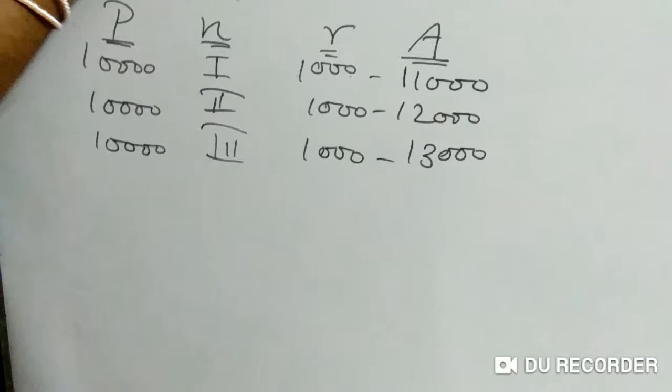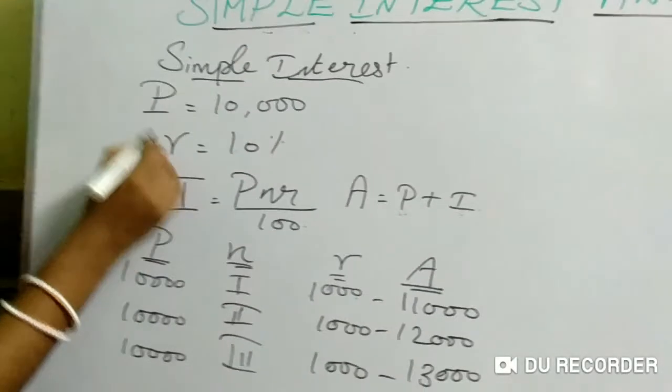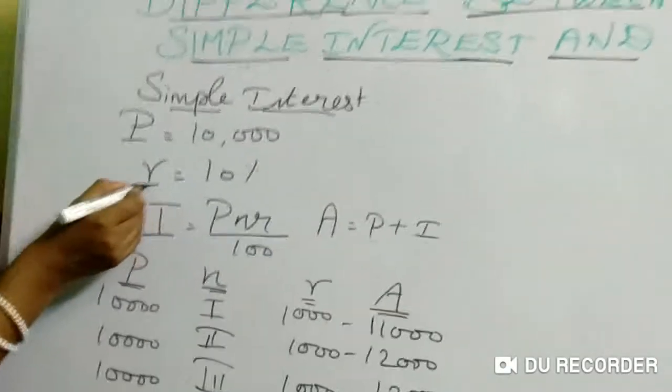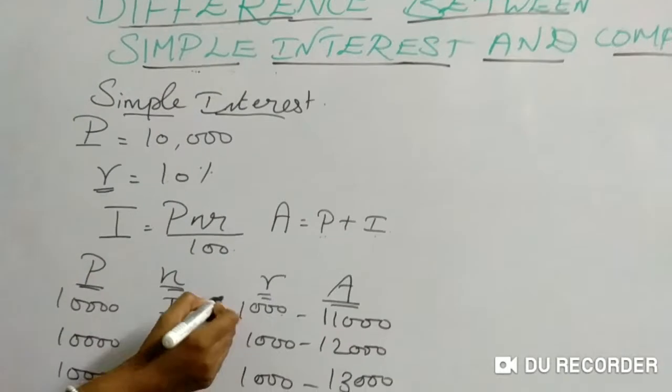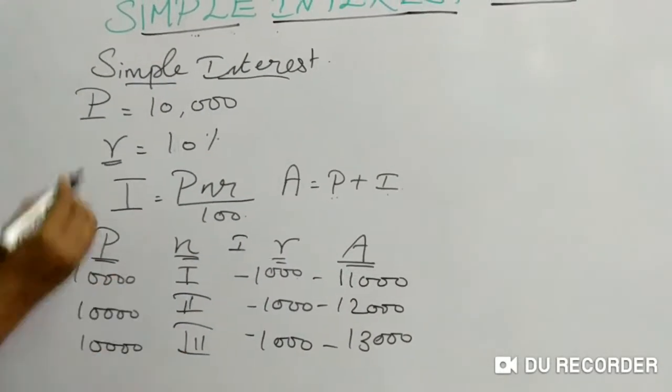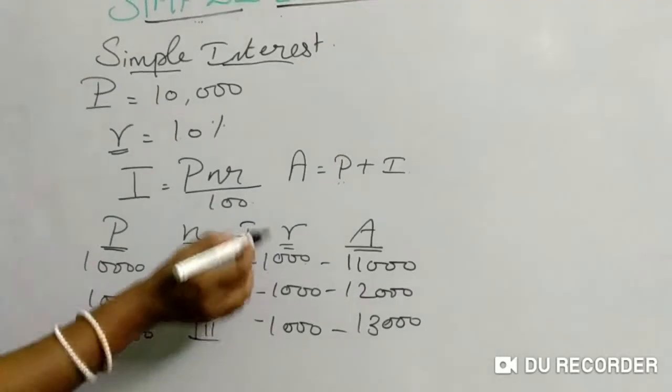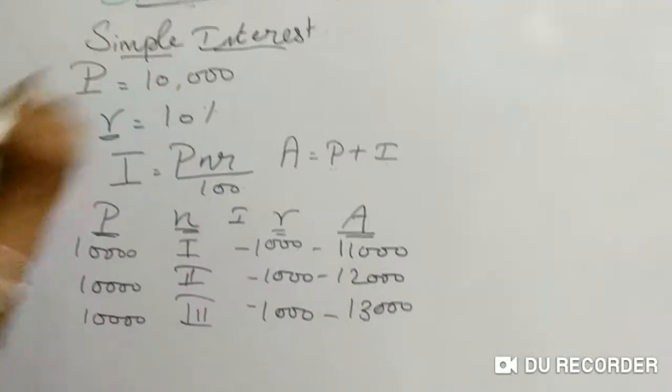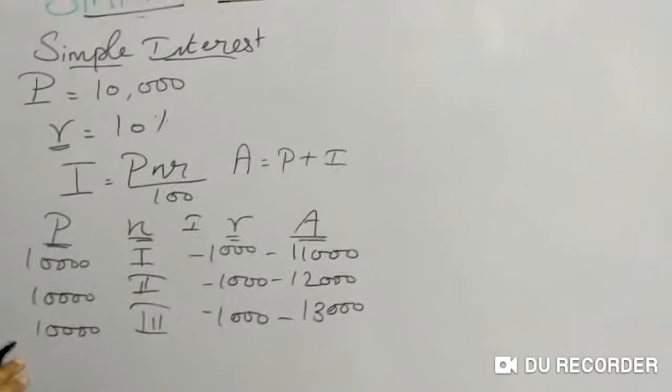So in this simple interest, the principal always remains the same and also the rate of interest, that is the interest amount, will also remain the same. There is no change in the principal and rate of interest in the simple interest. This is called simple interest.